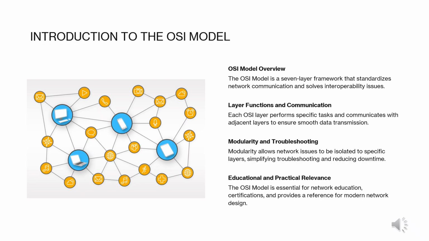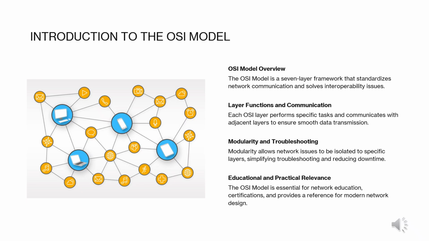The purpose of the OSI model is to establish the communication between two systems without requiring changes to the logic of underlying hardware and software. Each OSI layer performs specific tasks and communicates with adjacent layers to ensure smooth data transmission. Modularity allows network issues to be isolated to specific layers, simplifying troubleshooting and reducing the downtime.